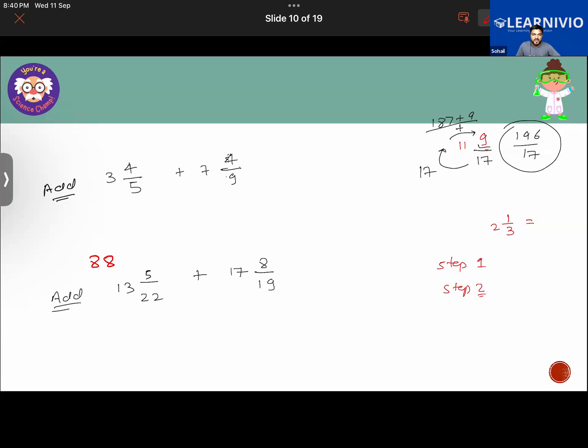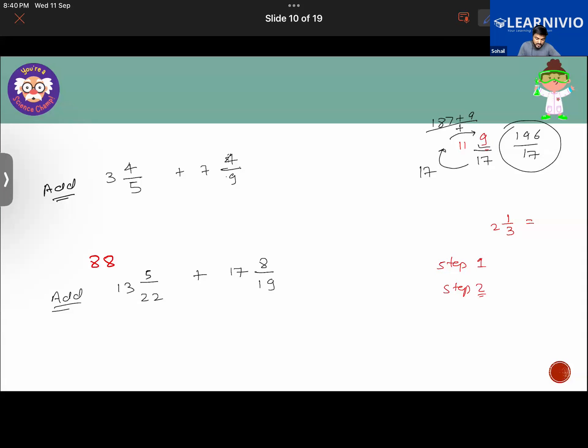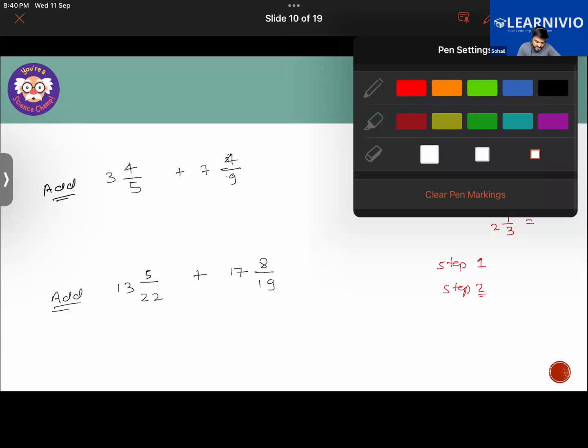By the way, Sumaya, now will you be able to solve the question from your worksheet or not? What answer are you getting? 88. No. What is the answer you are getting? Okay, let me do this one as well.